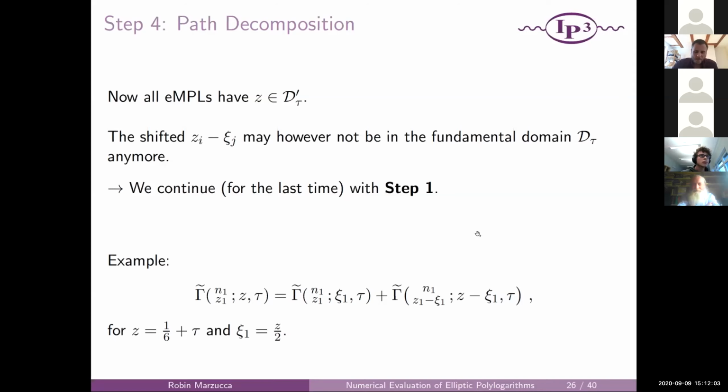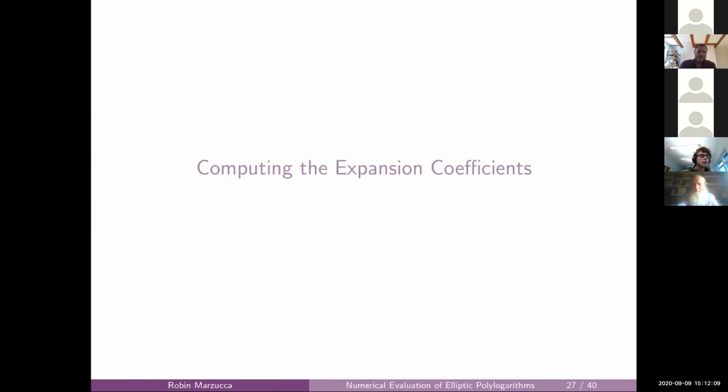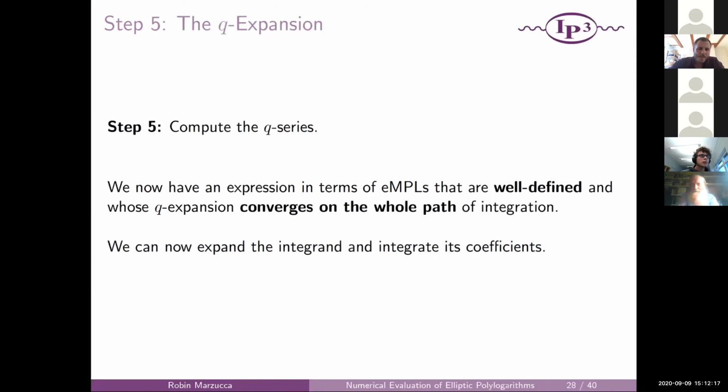Okay, now once we're through the first steps again, we finally have an expression in terms of elliptic polylogs that are ripe to be expanded. So this is step 5. We're going to compute the Q series. We have an expression in terms of EMPLs which are well defined and where the Q expansion converges on the whole path of integration. So this means that we can now expand the integrand and then integrate the different coefficients of the expansion separately.